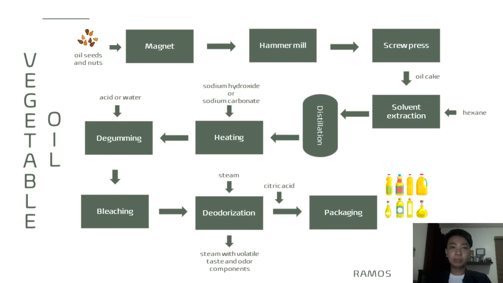Afterwards, the oil is bleached by using an activated carbon filter. This process removes the colored or pigmented material in the oil. The oil is deodorized, in which steam is passed over the hot oil in a vacuum at 250 degrees Celsius in order to remove the volatile taste and odor components. After deodorization, a small amount of citric acid is added in order to prolong the oil's shelf life. Finally, it is sent for packaging before being sold in supermarkets.